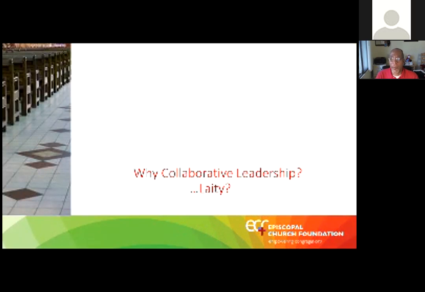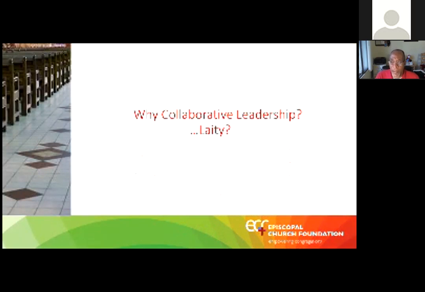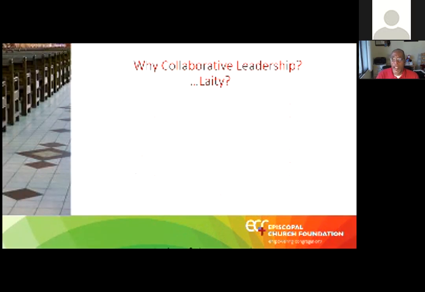So why collaborative leadership for laity? Let's think about that for a minute and some of the ways that we might consider some of the advantages and benefits of collaborative leadership from a laity standpoint. It is the ministry of all the baptized. We continuously talk about that, the shared ministry.